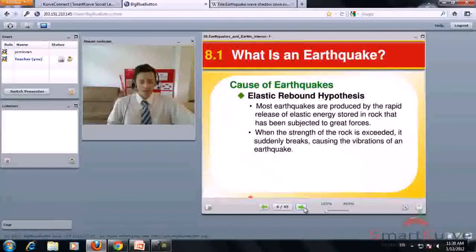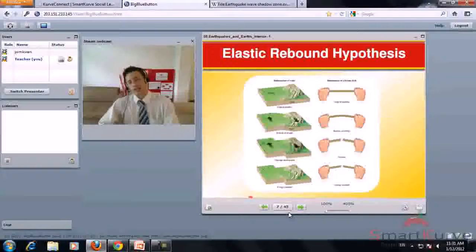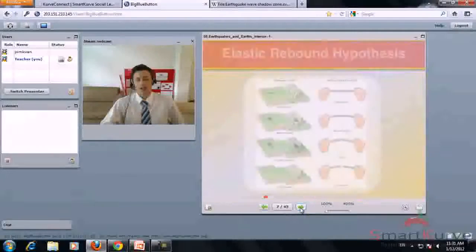So what causes earthquakes? On slide 6, we see the elastic rebound hypothesis. That is actually illustrated on slide 7. You can see that illustrated with the good analogy of breaking a stick. Most earthquakes are produced by the rapid release of elastic energy stored in rock that has been subjected to great forces. When the strength of the rock is exceeded, it suddenly breaks, causing the vibrations of an earthquake.